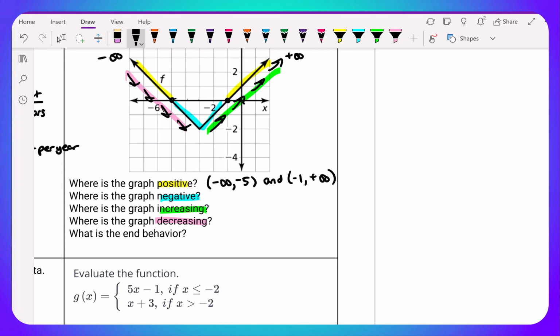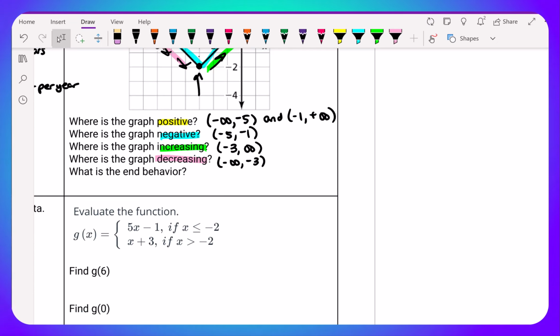So if they're asking about intervals, that is the x coordinate. Negative is going to be between -5 and -1. Where does it start increasing? It starts increasing here at the vertex. It starts increasing where x is -3 and continues on forever to the right. It is decreasing starting at negative infinity, and it stops at the vertex where x is -3.